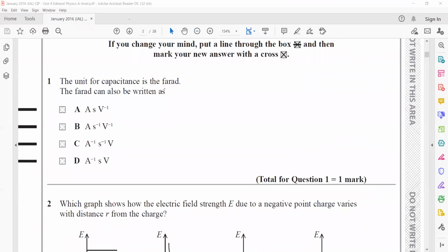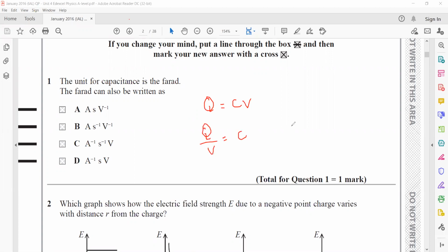In the first question, a unit of capacitance is a farad. A farad can also be written as what? So, how can we write farad? Q is equal to CV, or Q divided by V is equal to C.